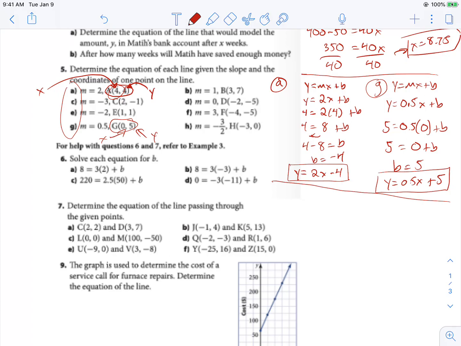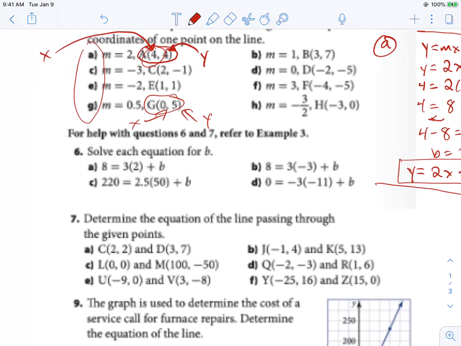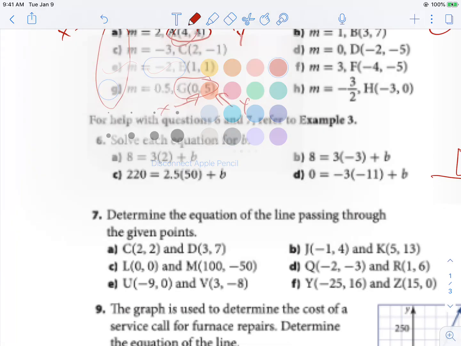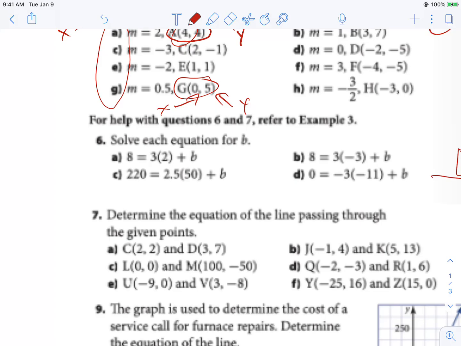6 says solve each equation for b. So I'm going to do that one just over here. I'll just make this a little smaller. Okay, so our first one for a, we have 8 equals 3 times 2 plus b. So 8 equals 3 times 2 is 6 plus b. And we bring that over, you're going to get 8 minus 6 equals b. So b equals 2 for the first one.